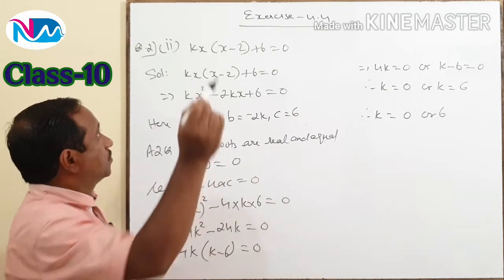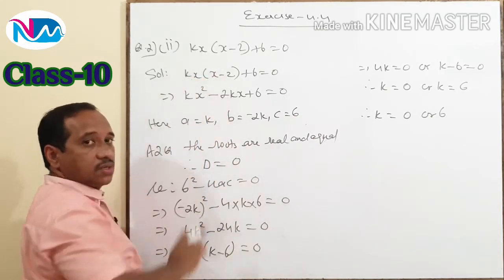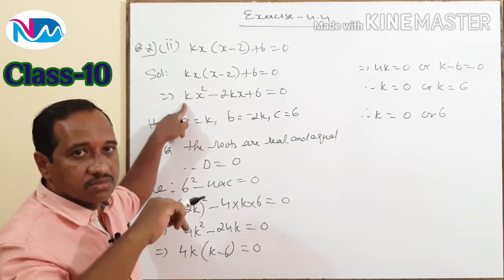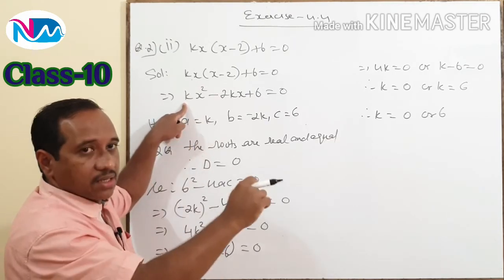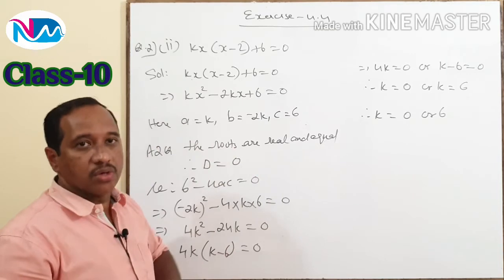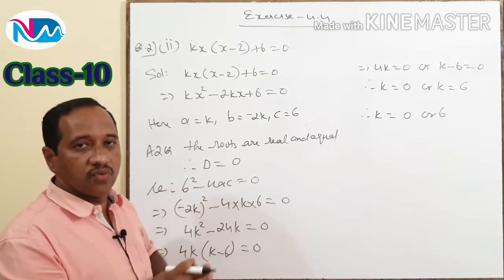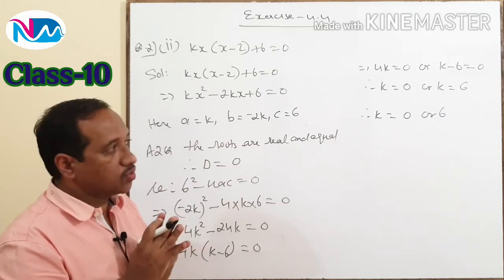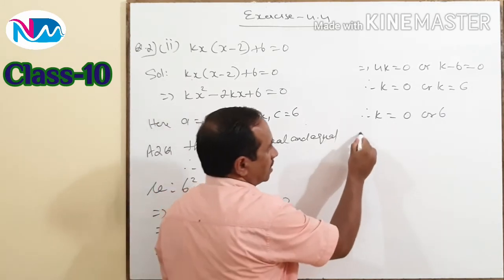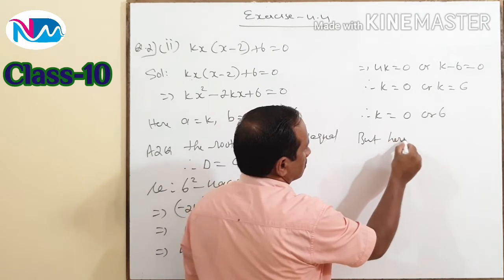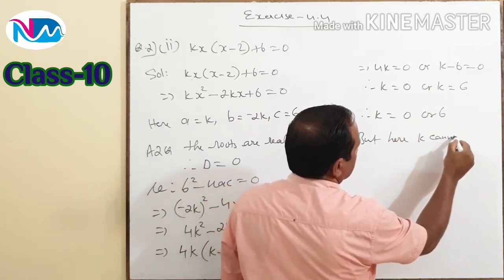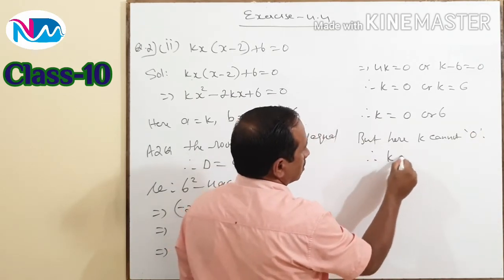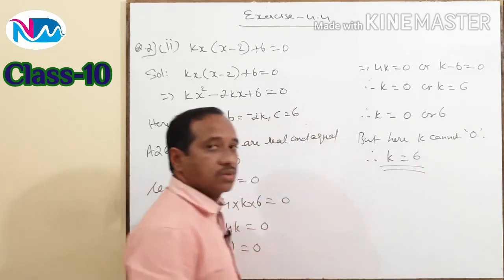But here, if you take k is equal to 0, then this x square term will become 0. So here k cannot be equal to 0. So the possible value of k for this question is equal to 6. But here k cannot be 0. Therefore k is equal to 6.